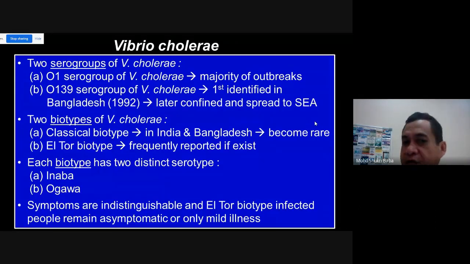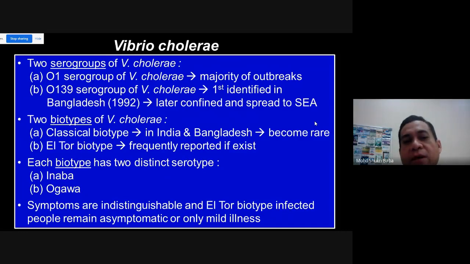When we talk about the biotypes of Vibrio cholerae, there are also two types: the classical biotype and the El Tor biotype. The classical biotype occurred in India and Bangladesh and is now quite rare to be reported. The El Tor biotype is what is frequently reported nowadays, because the classical biotype has become rare.